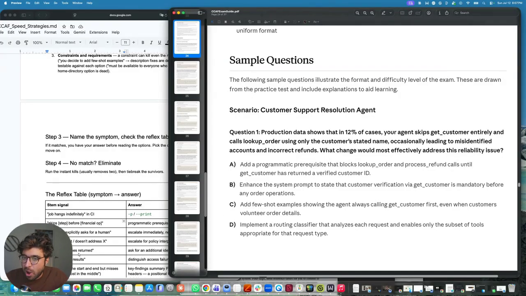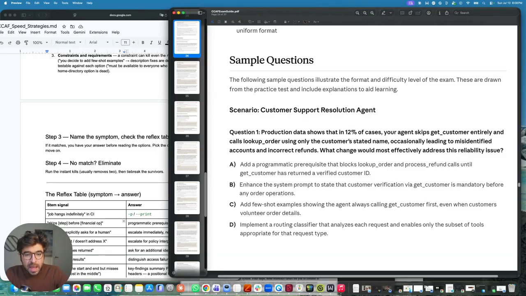So we also see option B: enhance the system prompt to state that verification is mandatory. Read that again. It's a prompt. It's a request. And the word mandatory is doing bait work here. It sounds like enforcement, but it's still just text asking a model nicely. You go from 12% failure to maybe 4% failure. And on refunds to the wrong people, 4% is not 0. It's still a problem. So not a good solution.